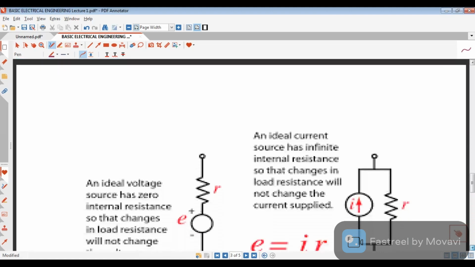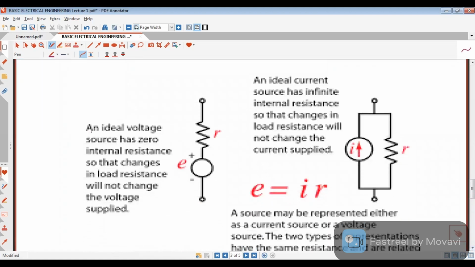So this representation is also given here. We can see here its definition is also given here. So an ideal voltage source has zero internal resistance, so that changes in the load resistance will not change the voltage applied. Means if we change the load resistance here, by changing this load resistance, this voltage E will not change if this value is 0. If this internal resistance is 0, so the whole voltage is appearing across these two terminals. So the whole voltage will be available across the load resistance.